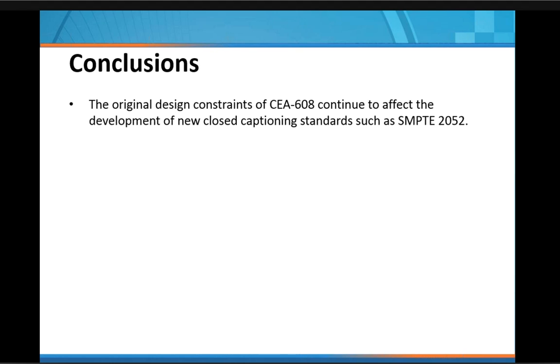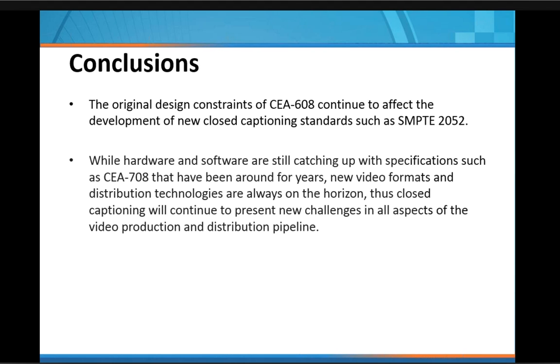And in conclusion, we didn't do too bad. I'm only a couple minutes over. We're stuck in this world because of all of these design workarounds and constraints of the original 608 standard. And even though we have new standards like 708, which has been around for years now, since 2005, 2006, there's always new video formats on the horizon, always new web technologies that somebody's come up with, and always new standards coming out.